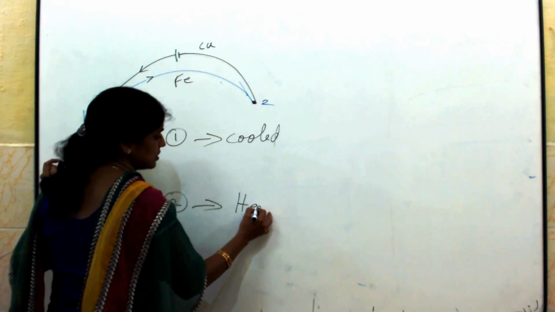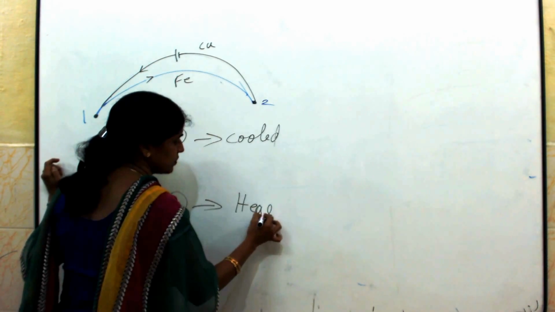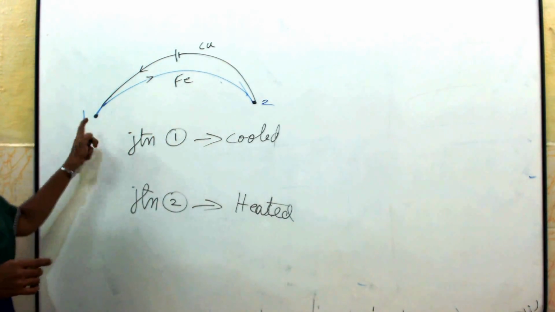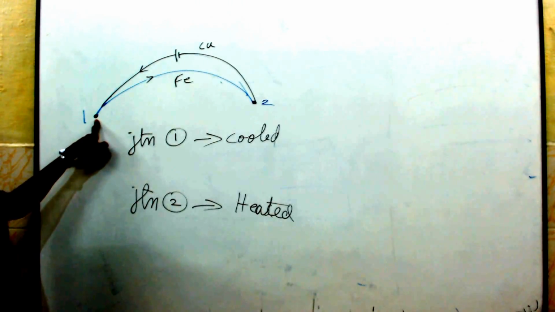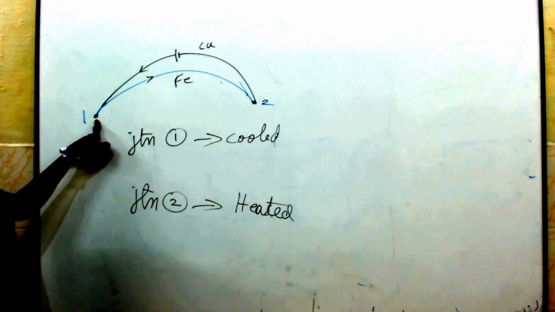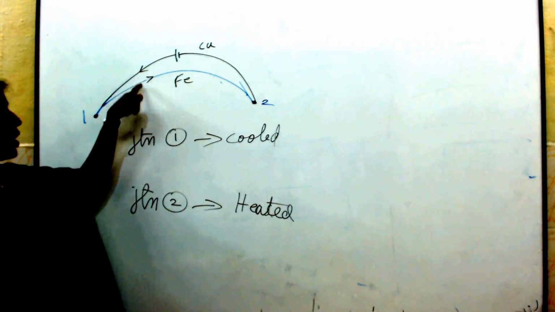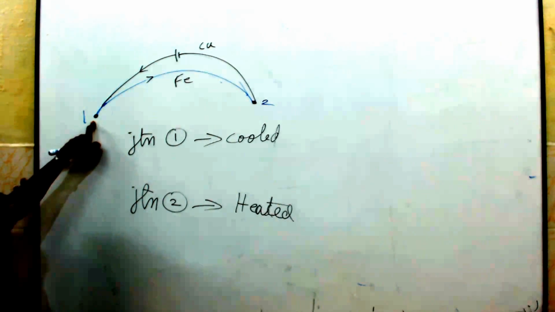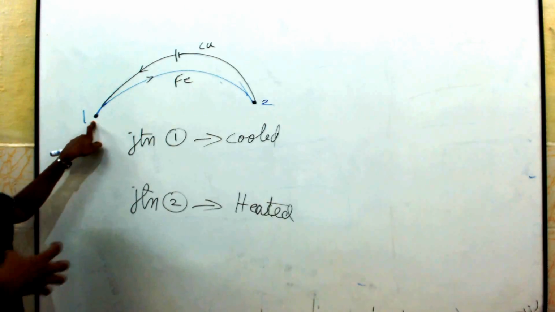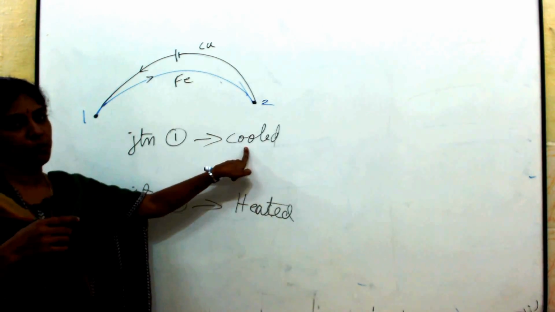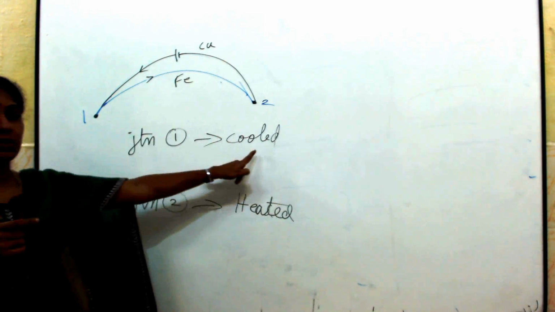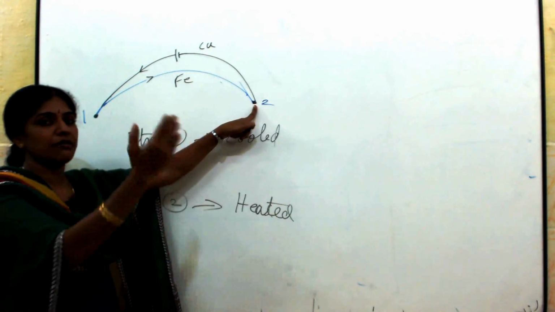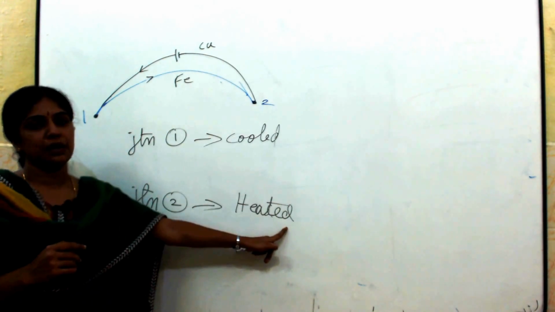And this is heated. Here at junction 1, that is in this copper-iron thermocouple, the current flows from copper to iron. So what happens to this junction 1? Here heat is absorbed. When heat is absorbed, it becomes cool. So that is why junction 1 is cool, and at junction 2, heat is liberated, heat is evolved, and this junction 2 will be heated.